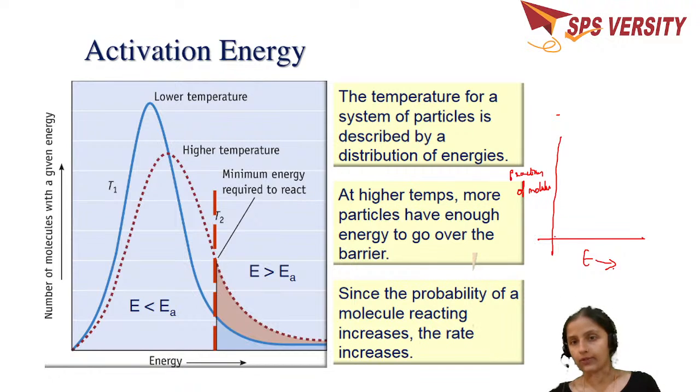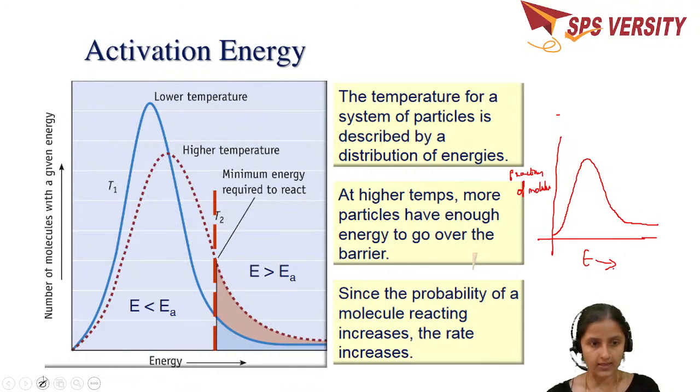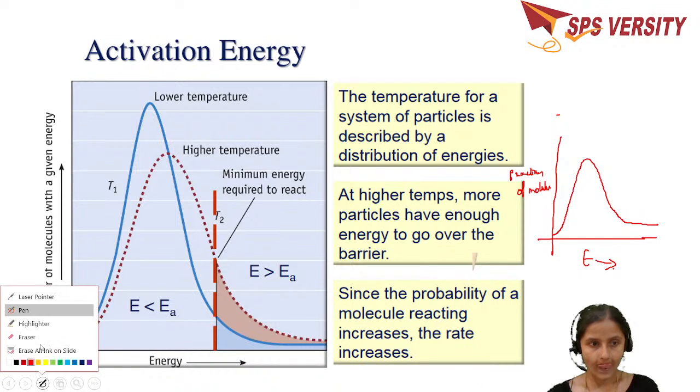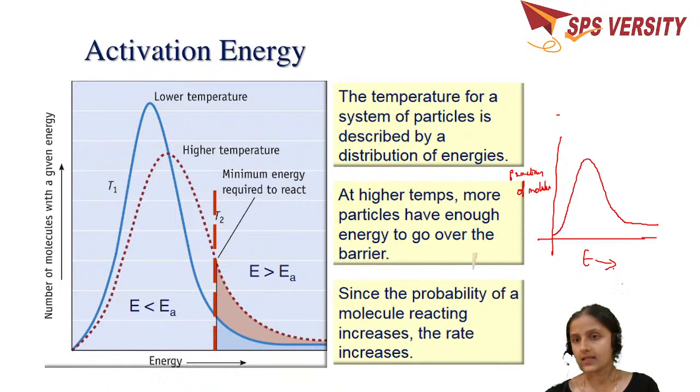Then this will be the graph. What do you mean by this? Let us consider this is a passing mark. Say the passing mark is 100. So this is the activation energy. How many students have this energy? Only those who can go through this, these many molecules will have the activation energy.